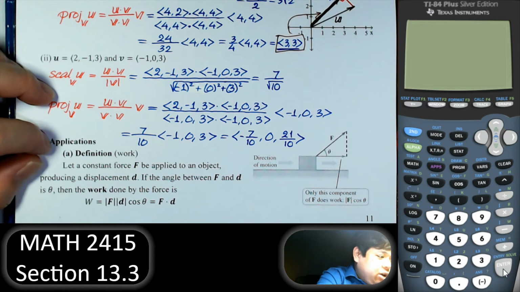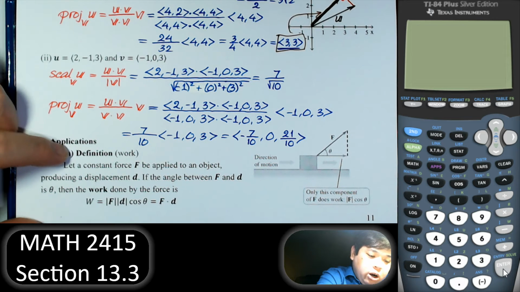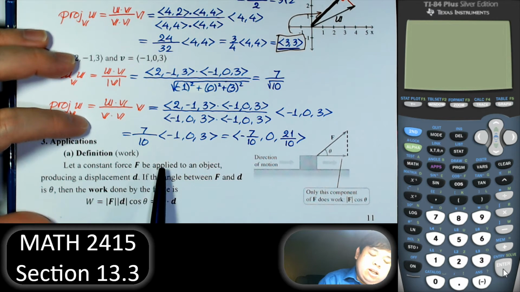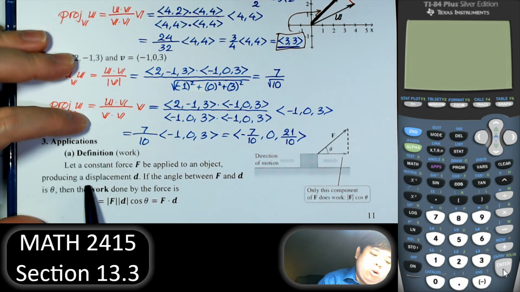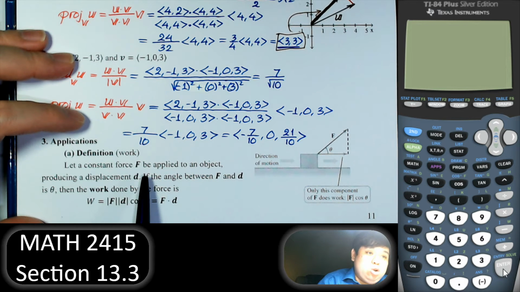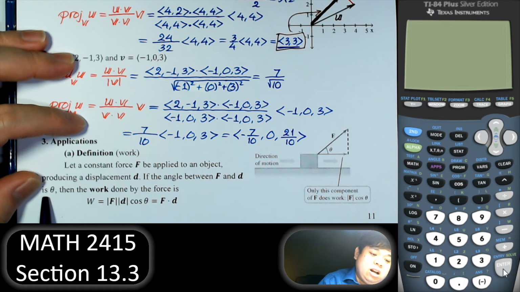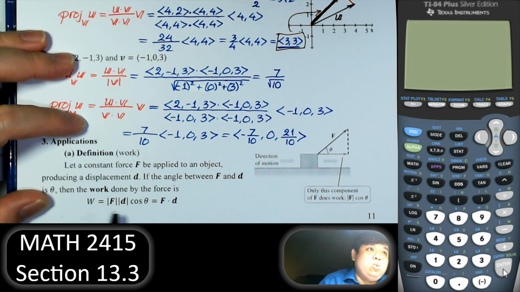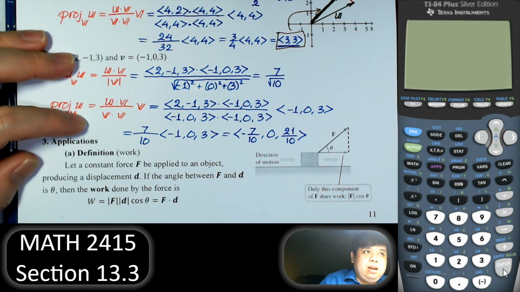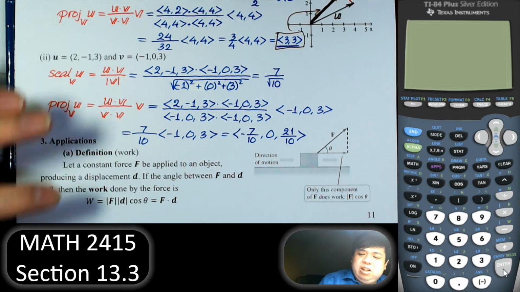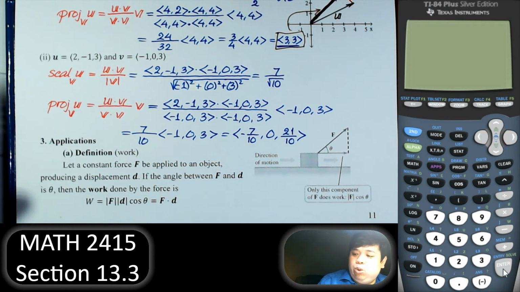Now we have an application, work. Let a constant force be applied to an object to produce a displacement d. So both of them are vectors. That's why this is bold-faced. If the angle between F and d is theta, then the work done is equal to this, which is the dot product. Right. Now just some physics behind what kind of unit we're dealing with.